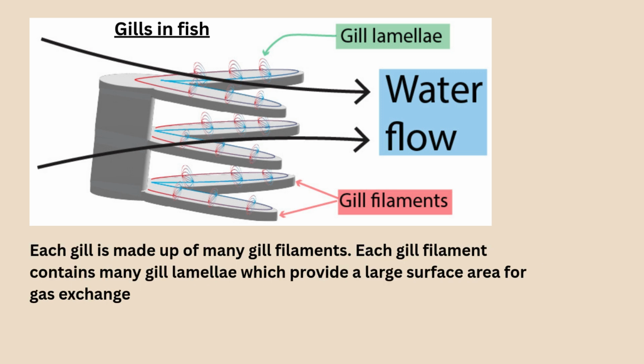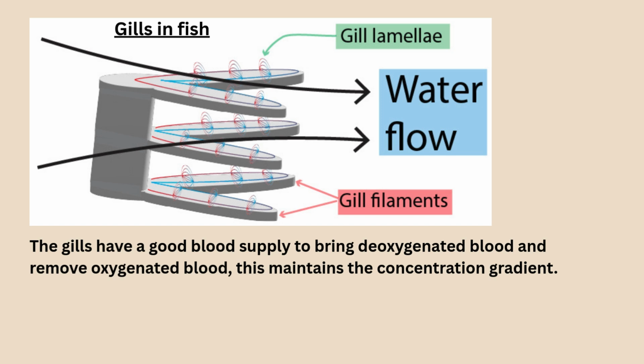Each gill is made up of many gill filaments. Each gill filament contains many gill lamellae, which provide a large surface area for gas exchange. The gills have a good blood supply to bring deoxygenated blood and remove oxygenated blood, and this maintains the concentration gradient.